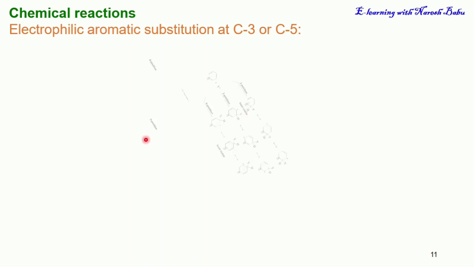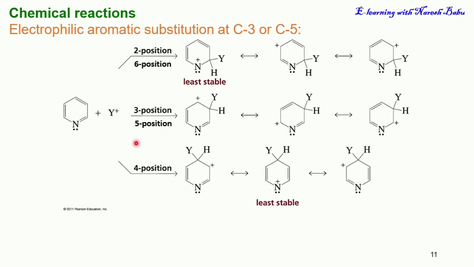First we can see electrophilic aromatic substitution reactions, where they take place. If you see the canonical forms or resonance structures when the electrophile, meaning having a positive charge, is represented here as Y plus. The first position is nitrogen, then second, third, fourth, fifth and sixth. The second and sixth positions are the same, the third and fifth positions are the same, and the fourth position is different. So 2, 6, 3, 5 and the fourth position.